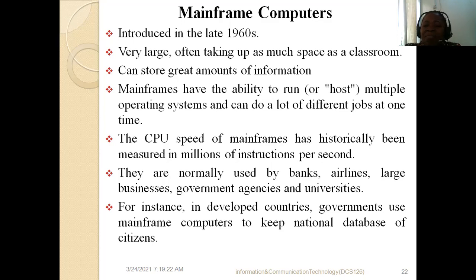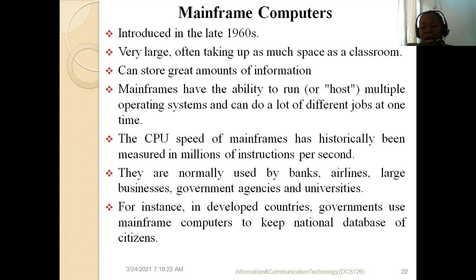But with their large size also comes their large capacity. So they can store great amounts of information. Mainframes have the ability to run or host multiple operating systems, and they can do a lot of different jobs at one time. That's another advantage of mainframe. They can run or host multiple operating systems. What do we mean? In one mainframe computer system, you can have more than one operating system running in that computer.